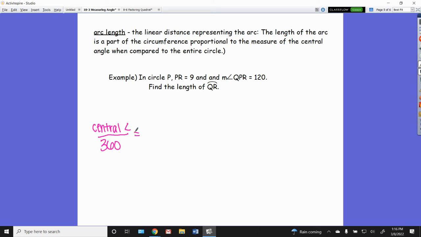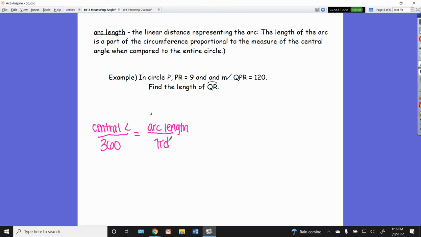Now, this is what I do need though. I need to know how far around the circle is anyway. I need to know the circumference. So arc length is always going to directly relate to how big the circle is, pi times diameter. So you're going to set up a proportion every time and cross multiply.